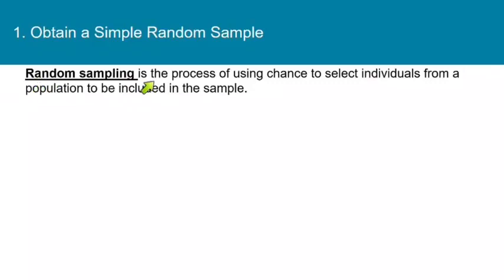First of all, random sampling is the process of using chance to select individuals from a population to be included in the sample. Let's remember that a population is all the individuals who are of interest to your study or experiment, and a sample is the individuals you're going to pull from that population. The goal in statistics is to try to get the sample to be as similar to the population as possible.